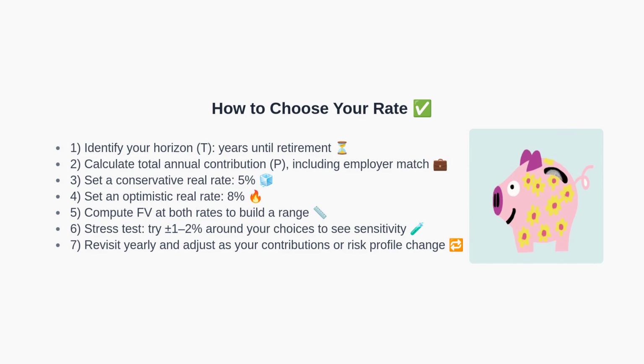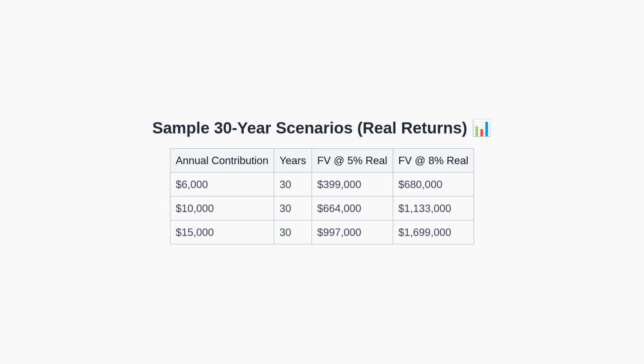Now, let's ground this with a numeric table. This table uses the ordinary annuity formula for a 30-year horizon. At a 5% real rate, the annuity factor is approximately 66.4. At an 8% real rate, the factor is approximately 113.25. Multiplying those factors by the contribution levels yields the displayed future values. Notice how moving from 5% to 8% results in hundreds of thousands of dollars in difference over 3 decades.